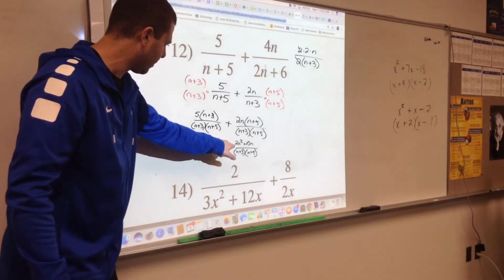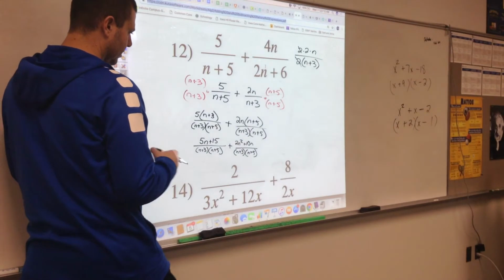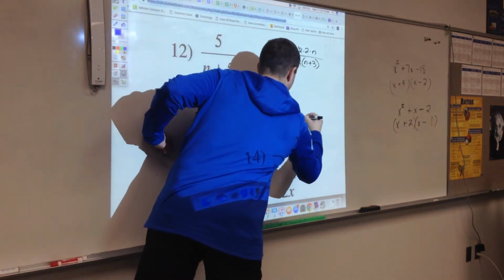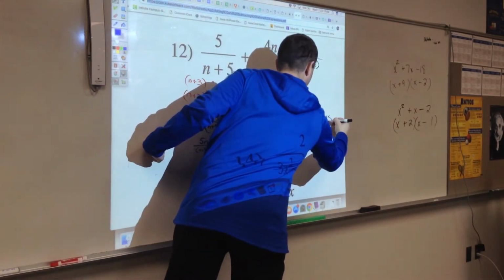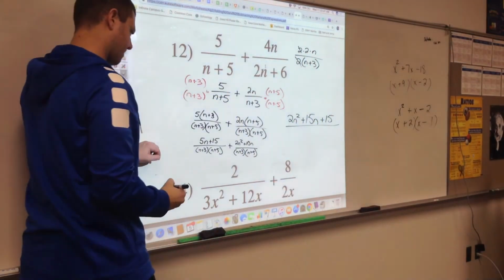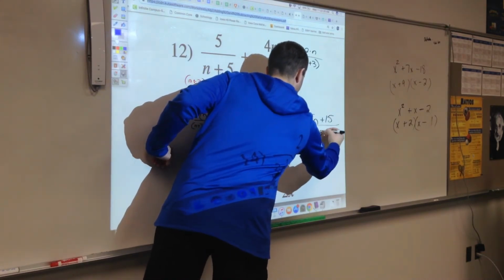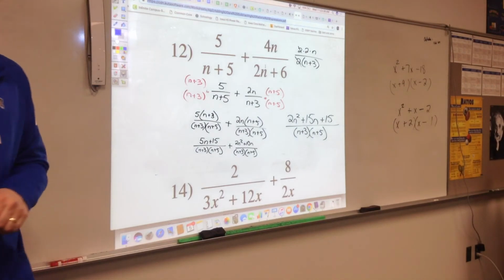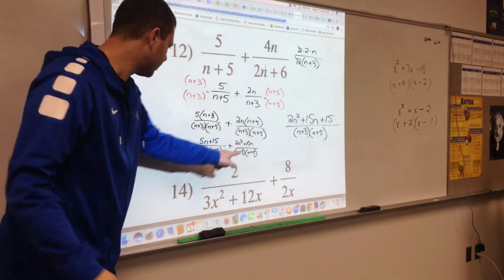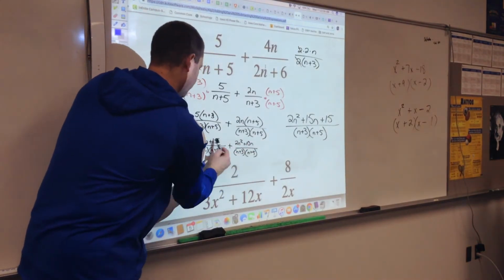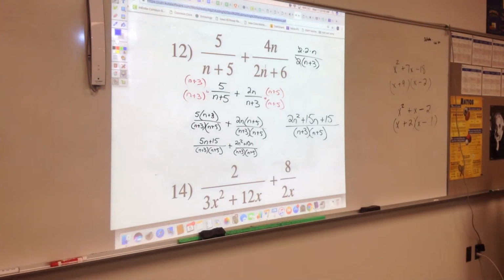So this plus that, what do I get? Right in the correct order: 2n squared plus 15n plus 15, over n plus 3, n plus 5. 5n plus 10n is 15n, plus my 15, and I just put it all over the common denominator.